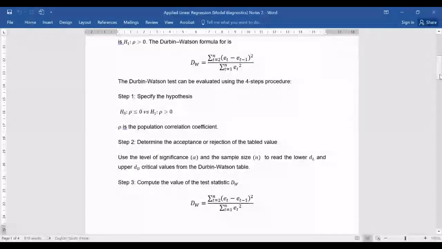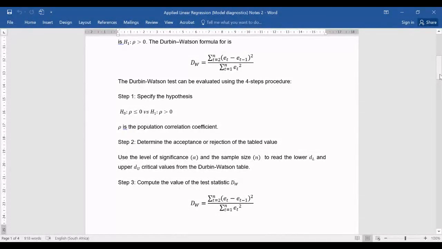Remember, I said even in the morning that every time you want to test, you have to state the null and the alternative hypothesis. So the same thing here, we state what is our null and what is our alternative hypothesis. Then from there, we determine the acceptance or the rejection region of the tabulated value. So we go and read the value from the table.